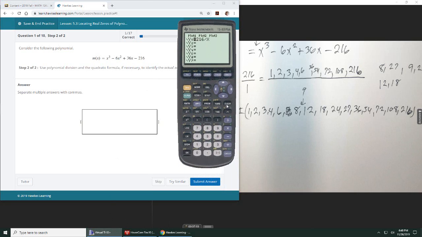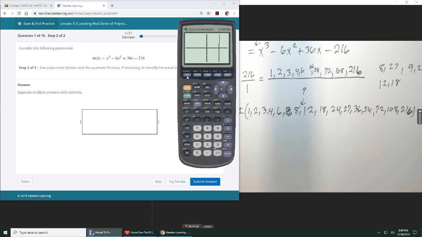But I'm going to go to y equals, and I'm going to type in this whole polynomial, and let it show me where it crosses the x-axis, and I'm going to use one of those to guess, and then we'll be able to fill in the rest, okay? So I'm going to type in x cubed, and then minus 6x squared, and then plus 36x, and then minus 216. So I'm just going to type it in, graph it, and see if it shows anywhere this graph crosses the x-axis.